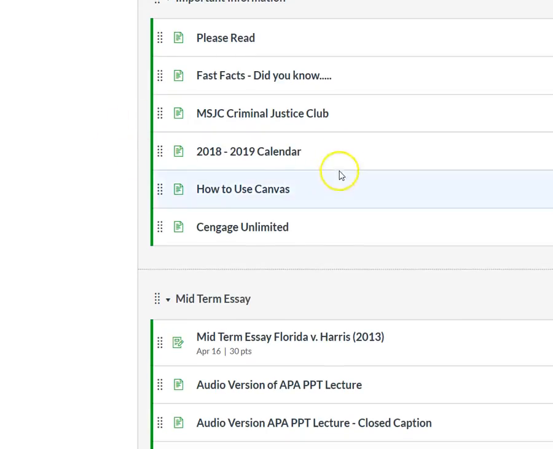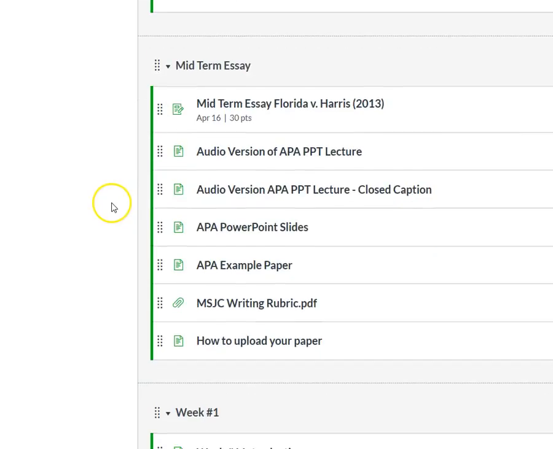Now, because this is a different class, the calendar year is wrong, but yours will be right. It'll be the 2019 to 2020 calendar. Some videos on how to use Canvas. And then here, the midterm essay. Remember I talked about that it has its own module?